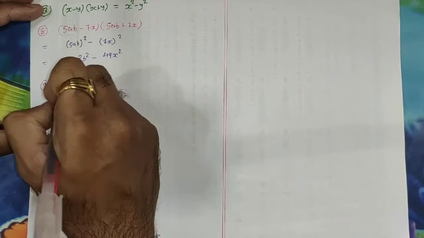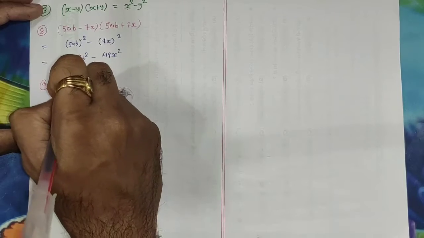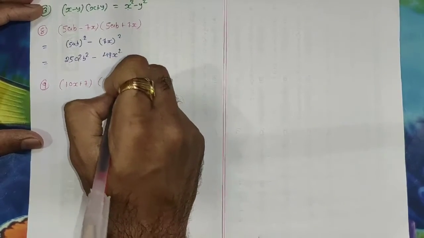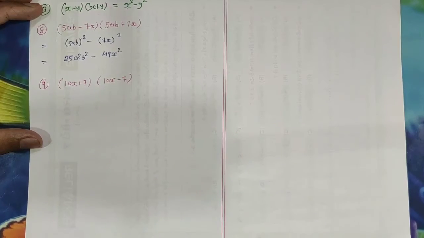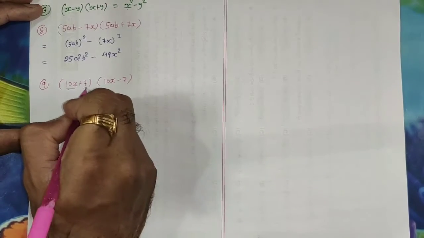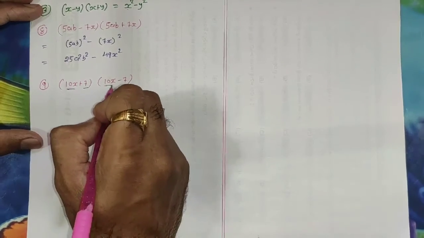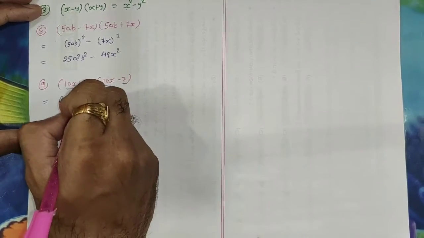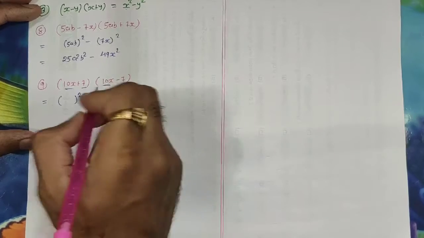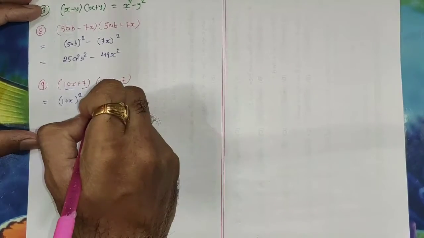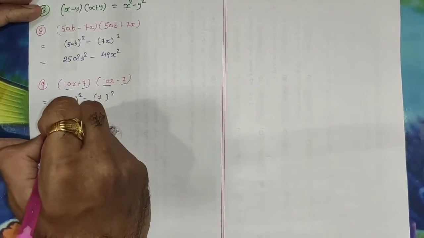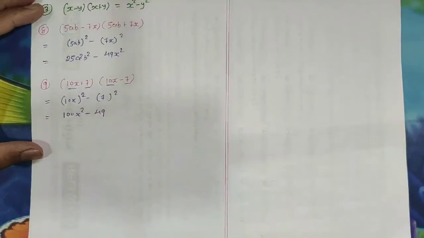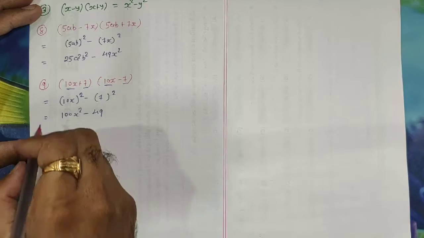So now sum number 9. Suppose we are given 10x plus 7 and 10x minus 7. This is again two terms, 10x and 7. In the first bracket their addition, in another bracket their subtraction is there. So the expansion is nothing but the first term square minus second term square. First term is 10x, second term is 7. So this one is 100x square minus 7 square, which is 49. This is the simplest way of expansion.